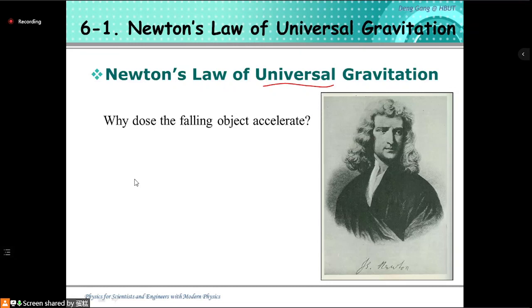Therefore, the force requires contact. So you need to contact this object so that you can apply a force on it. At that time, people believed that. So people did not know what applied force on the falling apple because nothing touched this apple. And people also did not know what force made the moon go around the Earth.